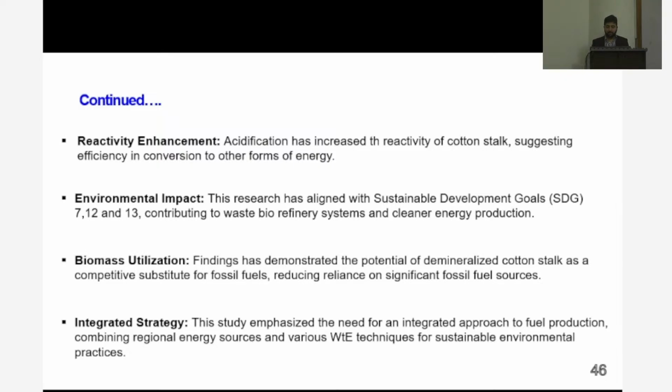Environmental impact. The research has aligned with the Sustainable Development Goals 7, 12 and 13, contributing to waste biorefinery systems and cleaner energy production. Biomass utilization. Findings have demonstrated the potential of demineralized cotton stalks as a competitive substitute for fossil fuels, reducing reliance on significant fossil fuel sources. This study emphasized the need for an integrated approach to fuel production, combining regional energy sources and various WTE techniques for sustainable environmental practices.